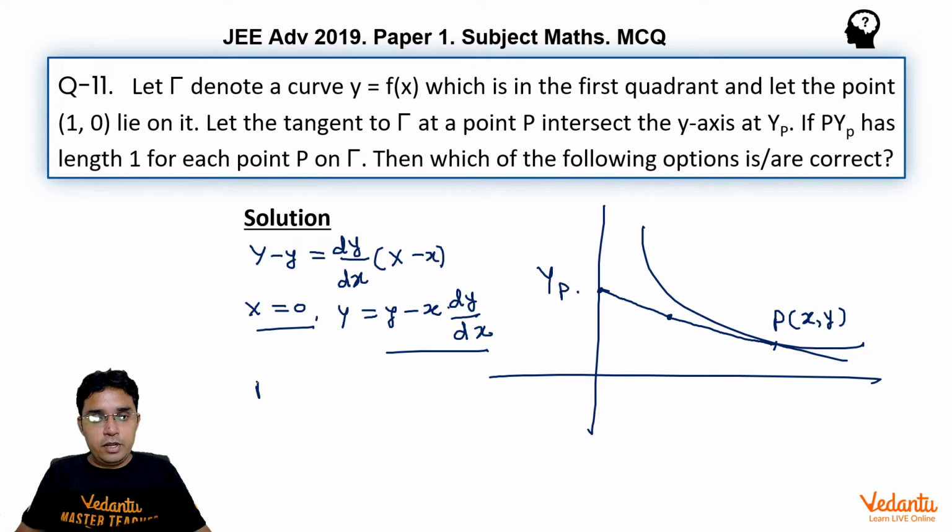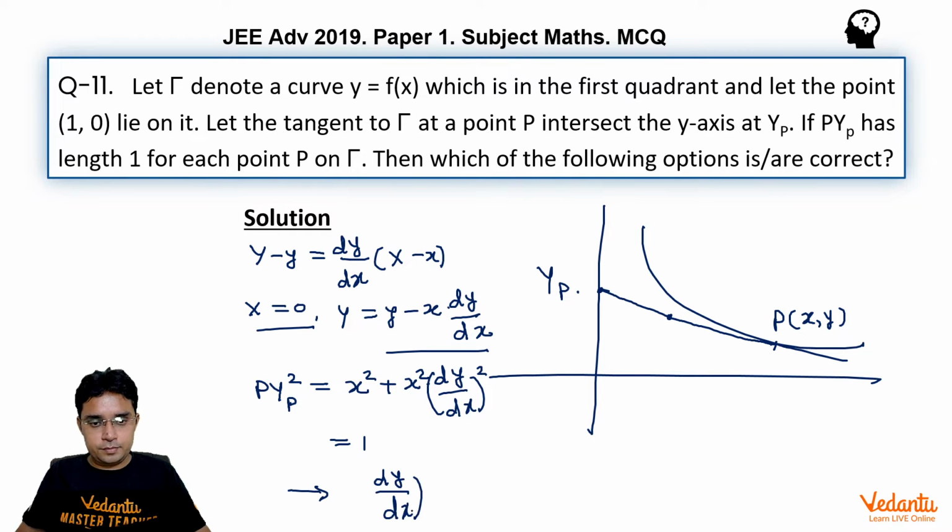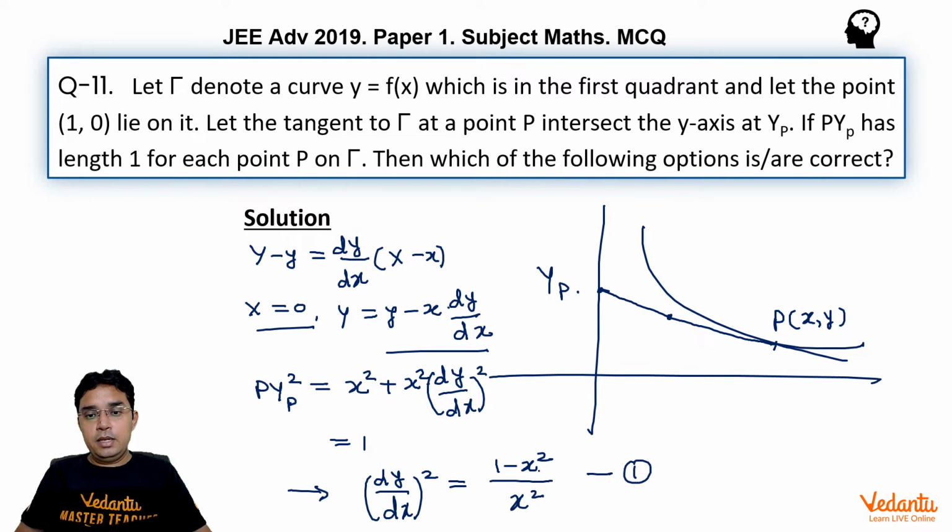So the distance between Yp and P, I am actually taking the square of this distance, P Yp square, would be x square plus x square into (dy upon dx) whole square. And that will be equal to 1. So after simplification, this gives (dy upon dx) whole square equal to (1 minus x square) upon x square. Now this equation tells us that x should be less than 1.